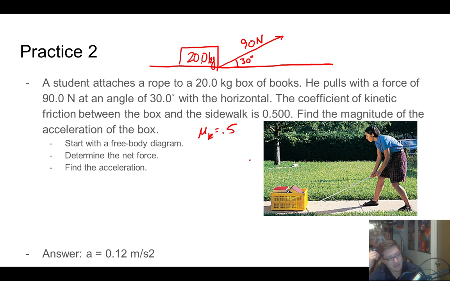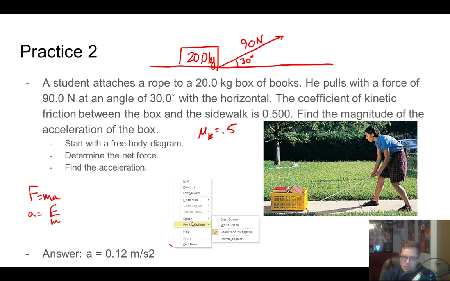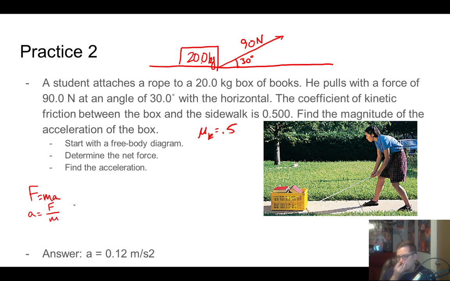So let's think about what we need in order to solve this. To find the acceleration, F equals ma, right? So our acceleration is going to be equal to force over mass. Let me change that so nobody gets confused. Acceleration equals force over mass. We've got the mass of our box, 20 kilograms. That's easy enough, but we need our force. Remember, this is the net force, so we need to find the net force acting upon our box.